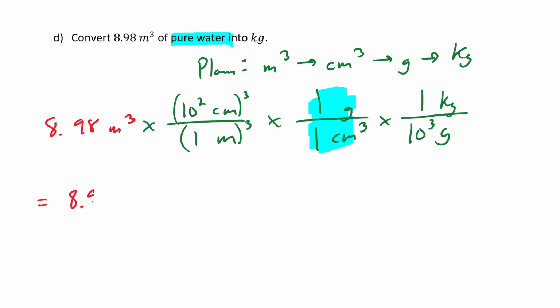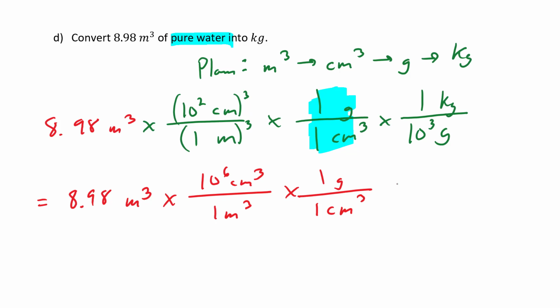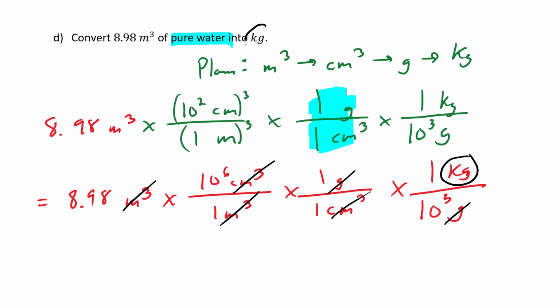Here we get 8.98 meters cubed multiplied by 10 to the 2 cubed, which is 10 to the 6, cubic centimeters over 1 meter cubed. Multiply this by 1 gram over 1 cubic centimeter. Multiply this by 1 kilogram over 10 to the 3 grams. Cancel out units. Meters cubed, centimeters cubed, grams, grams. Kilograms is what I get, and that's what I asked for.